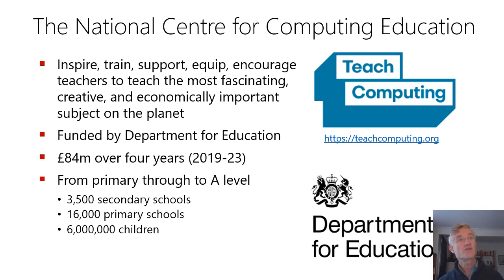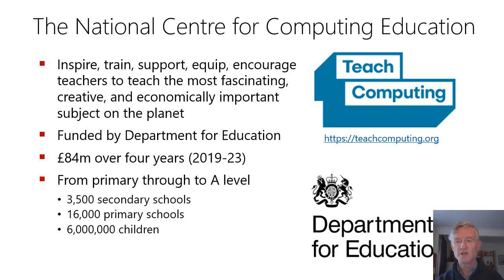The money was announced across the whole of the UK. This was in late 2017, but the slice that was directed to England was about £84 million. That's quite a lot of money. It was to cover the whole spectrum from primary right through to A-level, but the scale is large, right? In this country, there are 3,500 secondary schools, 16,000 primary schools, and 6 million children in education between 6 and 18 at any one time. That's a lot of children.